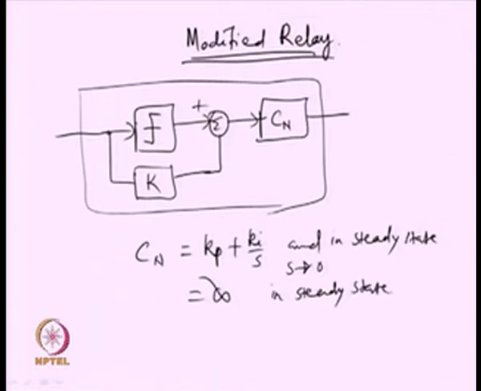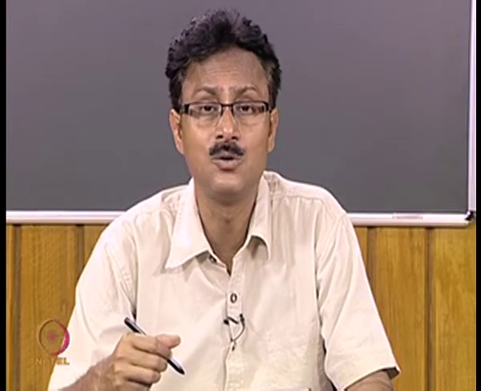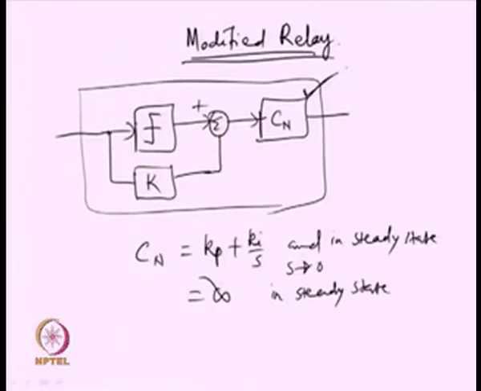Okay. So, the modified relay is going to help us in reducing the loop interactions. With the help of Cn that is present in the modified relay, it is possible to reduce or eliminate the loop interactions we have between the two loops of the TITO system. Okay. So, this modified relay will be used for conducting relay test.